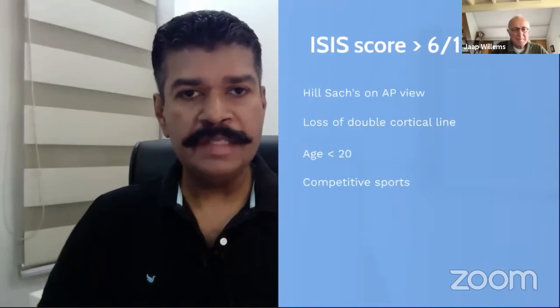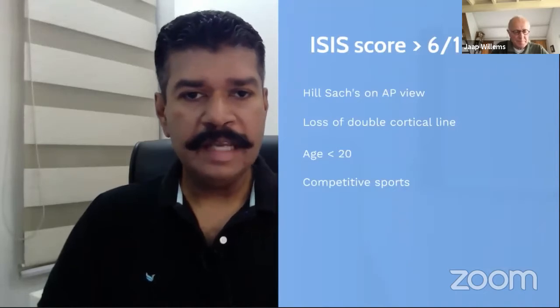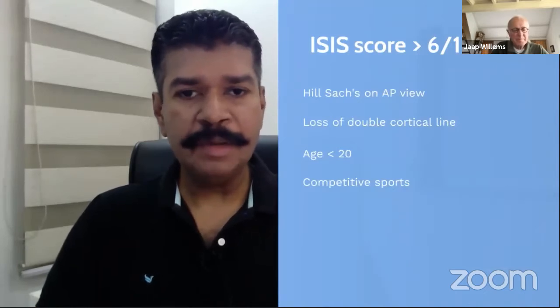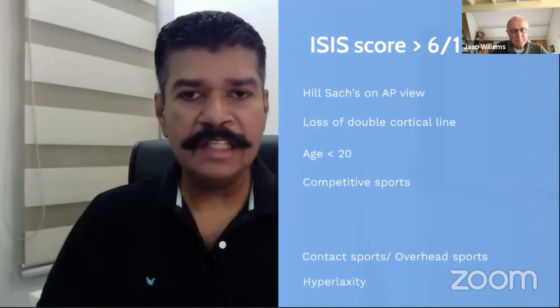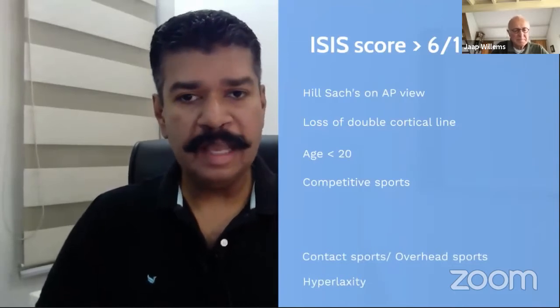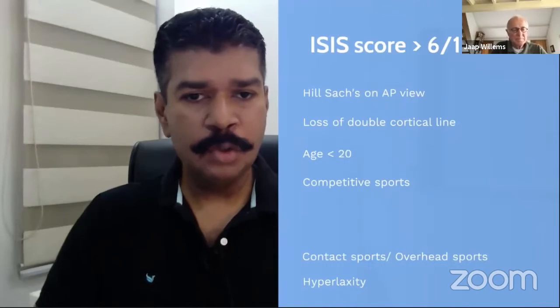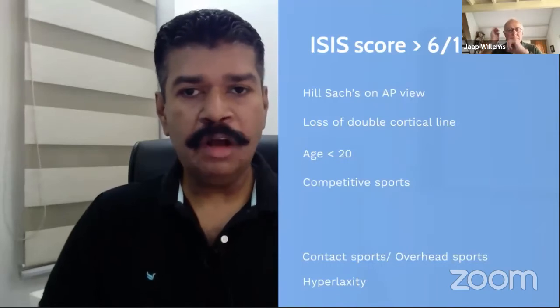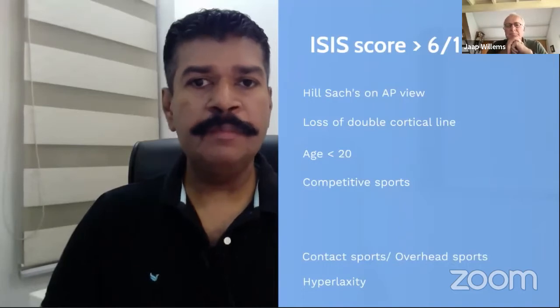Each of these points is given 2 points, like the presence of a Hill-Sachs on an AP view is 2 points, loss of double cortical line, less than 20 years of age, and participation in competitive sports. So these four add to 8 points. 1 point each is given to participation in contact sports or overhead sports, and shoulder hyperlaxity. So please note that it is not generalized hyperlaxity, it is shoulder hyperlaxity. A score of 6 or more than 6 is considered to be a poor prognostic indicator of just a soft tissue repair, like an arthroscopic Bankart.